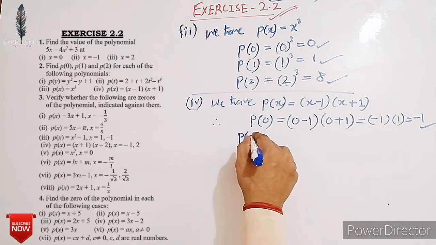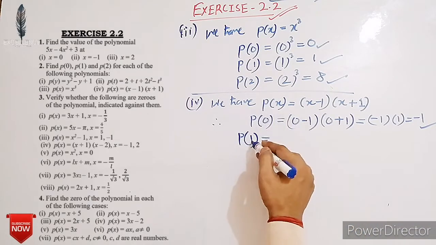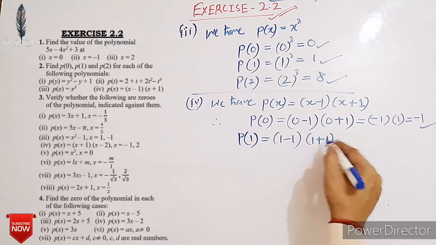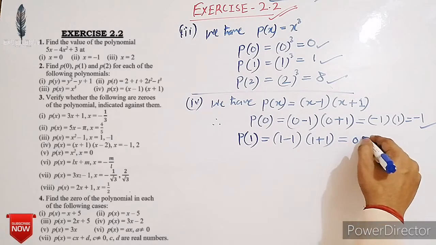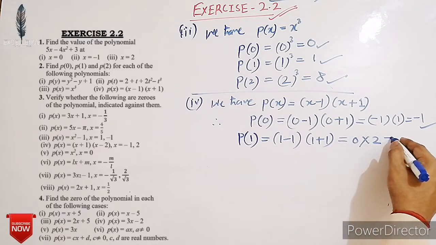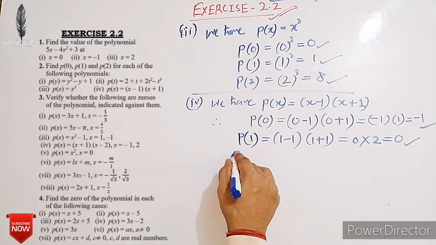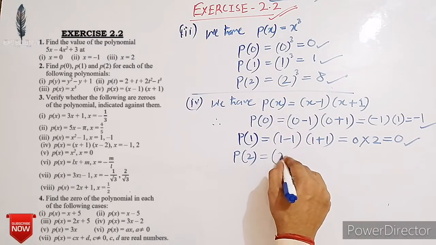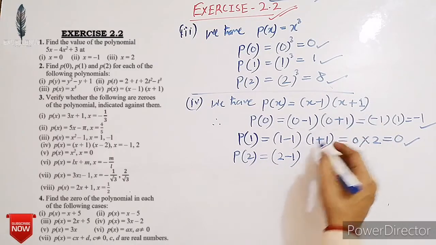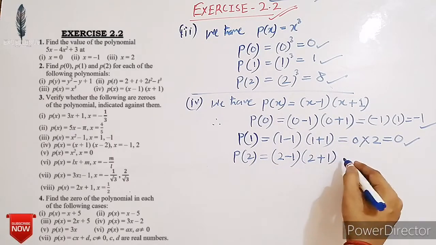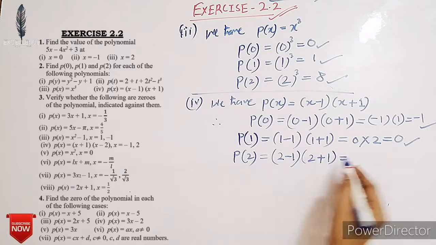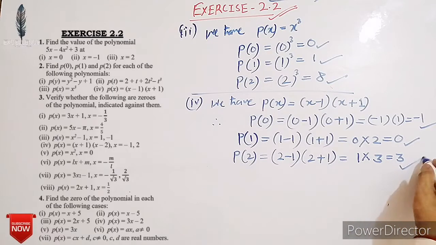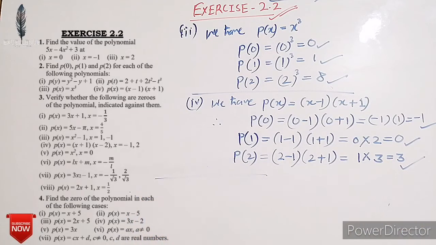Now p of 1 is equals to 1 minus 1 into 1 plus 1 is equals to 0 into 2. So here we get 0. Now p of 2 is equals to 2 minus 1 into 2 plus 1 is equals to 1 into 3 is equals to 3. Okay students, clear?